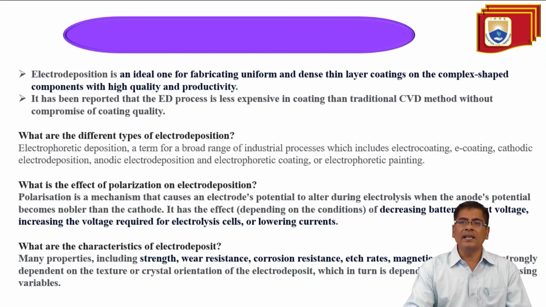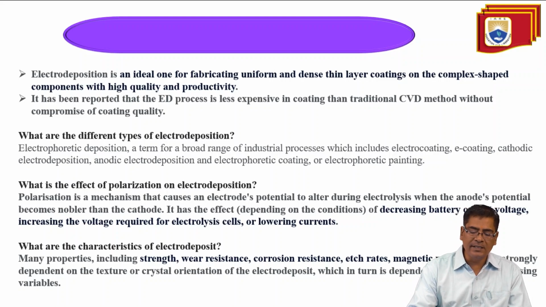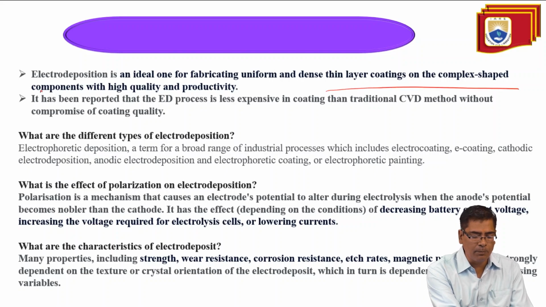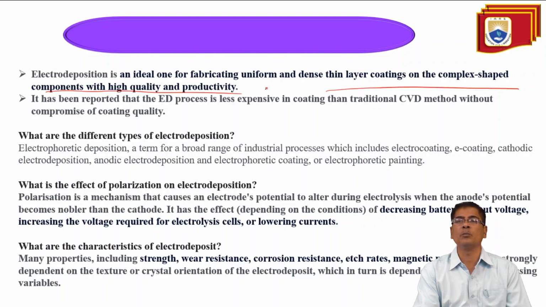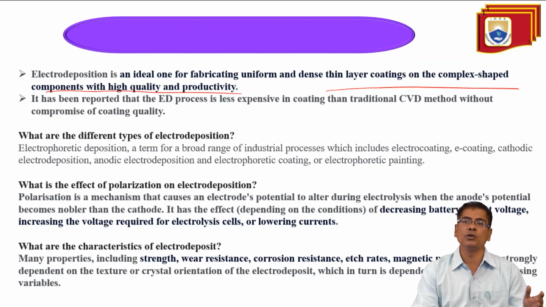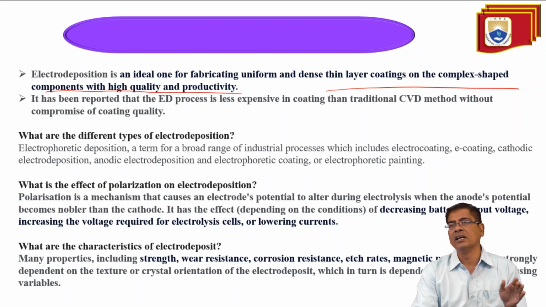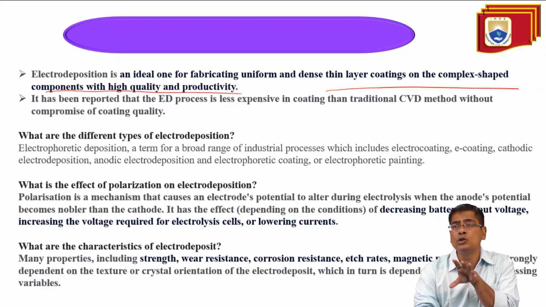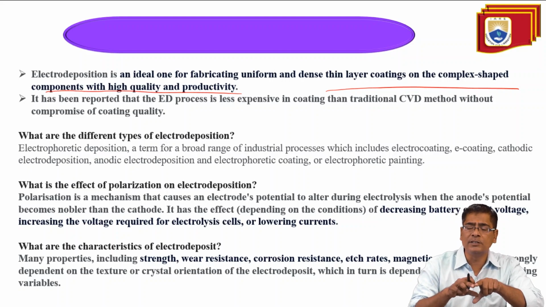Electrodeposition is ideal for fabricating uniform and dense thin layer coatings on complex shaped components with high quality and productivity. That means thin film coatings on complex shaped components. In the sense, the topology of the substrate that we choose should be somewhat complex. It should not be any normal shape. The topology, the geometry of the material.